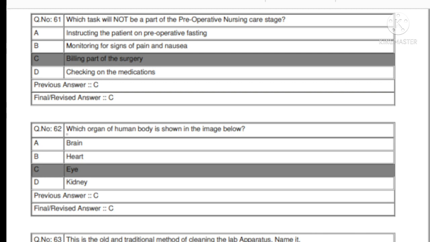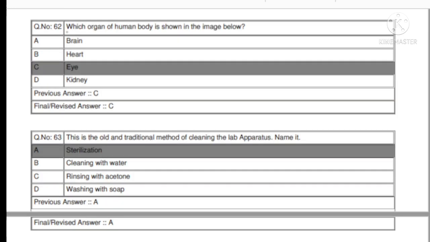The question here asked, which task will not be a part of the pre-operative nursing care stage. So we have to eliminate those parts which are a part of pre-operative nursing care stage. So A part is not the answer. B part is not the answer. C part is the answer and D part is not the answer because A, B and D are part of pre-operative nursing care stage.